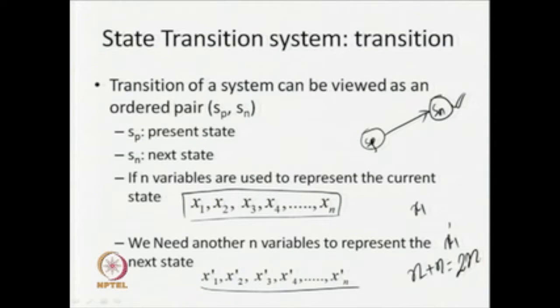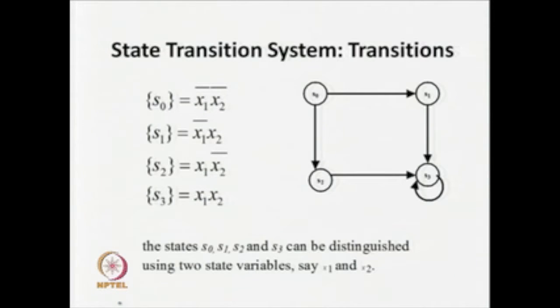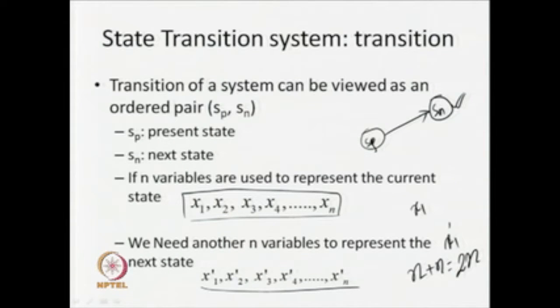So, if we have x1, x2, x3, like that, up to xn as the present state variables, then their prime versions will be used to represent the next state. The combination of these variables is going to represent that particular transition. Okay. Now, we are going to see this representation with the help of our earlier example.